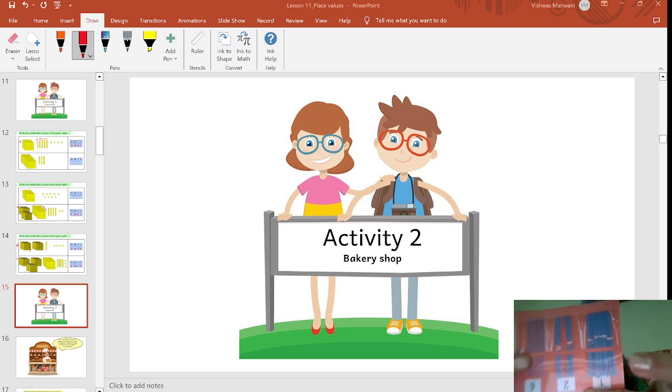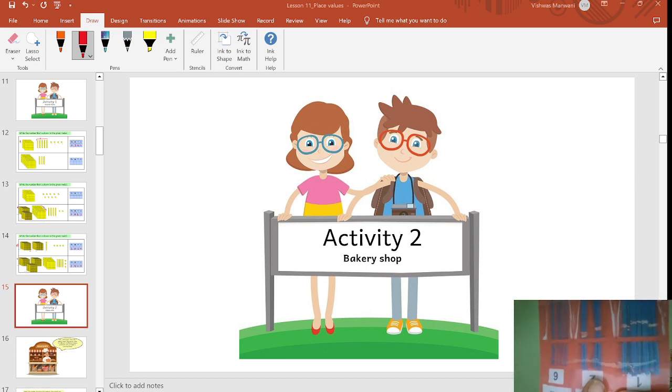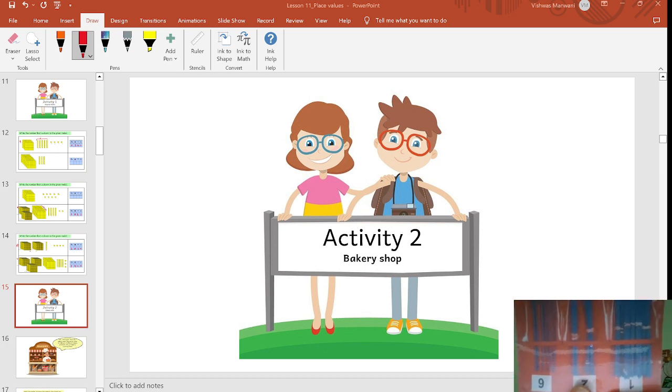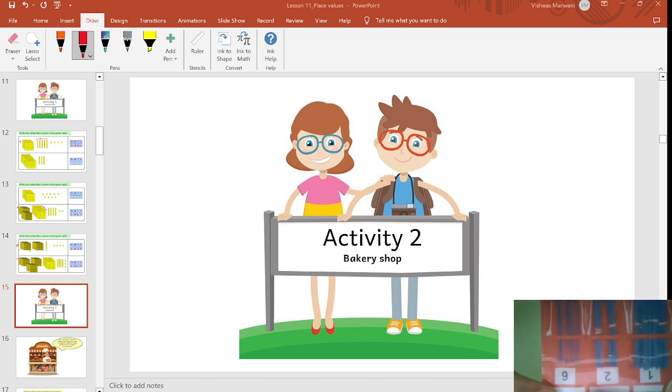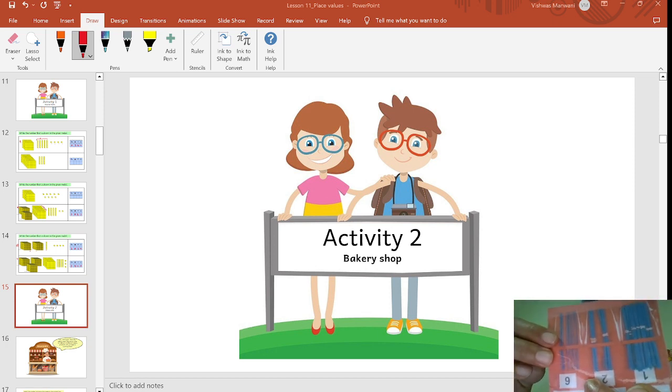These are 6 single straws. Then, right next to it, we have 2 bundles of straws. How many straws are in these bundles? 10 straws. So we have 2 bundles of 10 straws, and then if you continue you will see that we have 10 bundles of 10 straws.